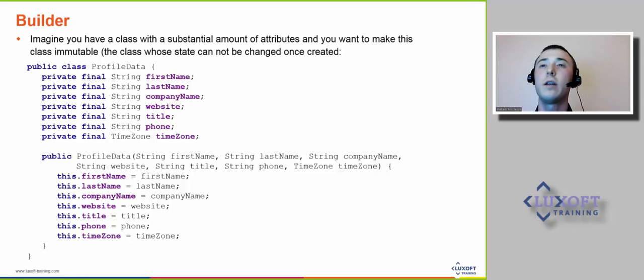The next pattern is builder. In QA automation, it can be used when we need to write tests for any profile page or sign up page, when we have a lot of fields that are related to an account or person. For example, here we can see the ProfileData class that has fields like first name, last name, company name, website, title, phone, and time zone.